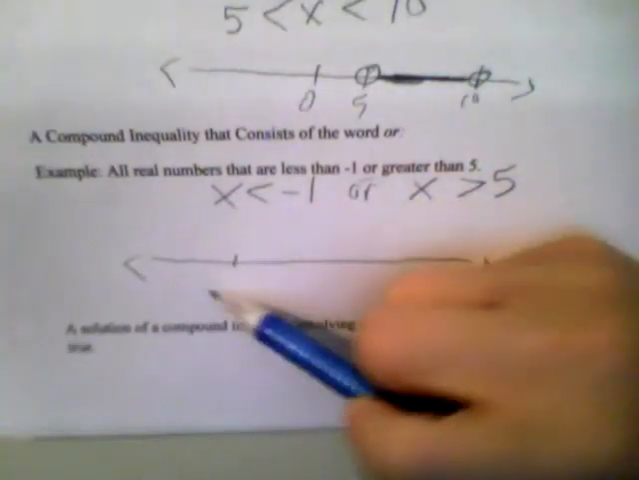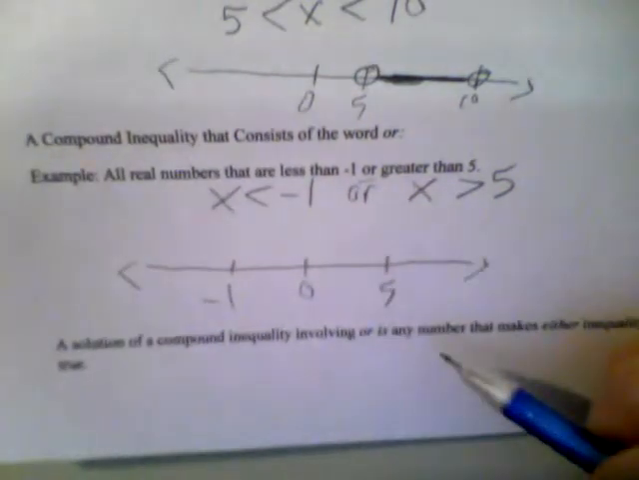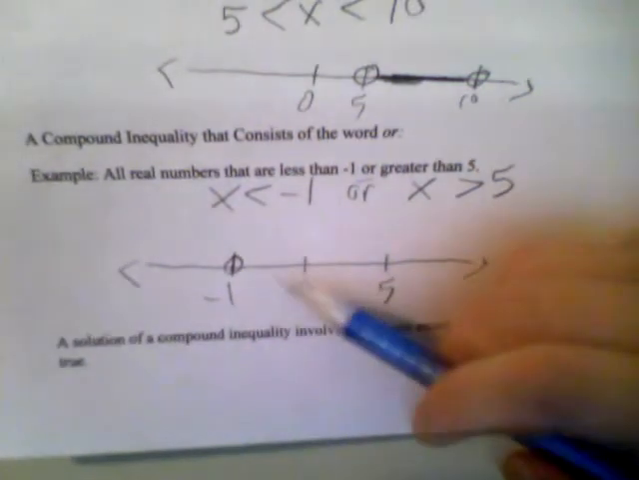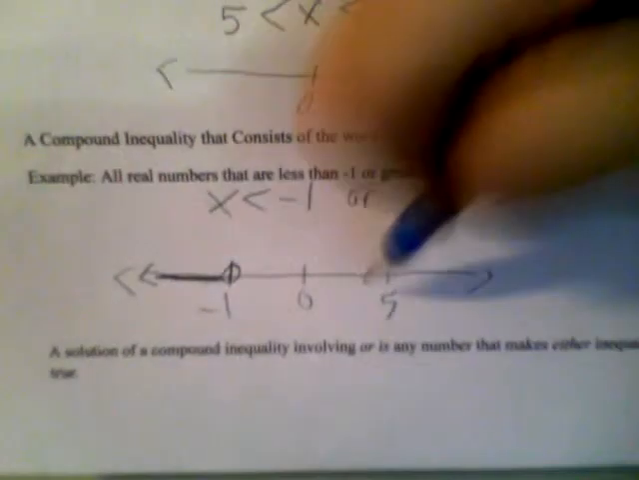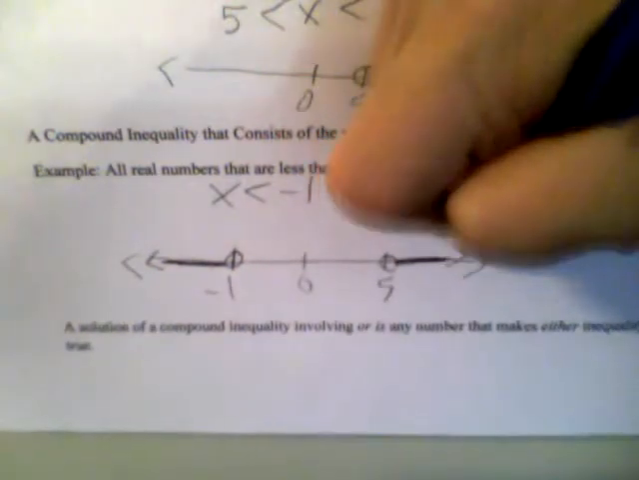So I have my -1 here, 0, 5. So x is less than -1. So I'm going to have an open circle. It's less than -1, so it's going to go this way. And x is greater than 5. So open circle, and it's going to the right.